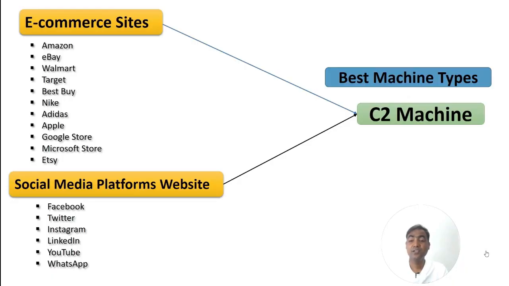Let's discuss e-commerce sites and social media platform websites. As you know, like Amazon, eBay, Walmart, YouTube, WhatsApp, LinkedIn and more. Based on your requirement, if you want to deploy an e-commerce site and social media platform website in Google Cloud Platform, which machine family type should you select for your project requirement? I'll guide you in this scenario on how to select the best machine family type.